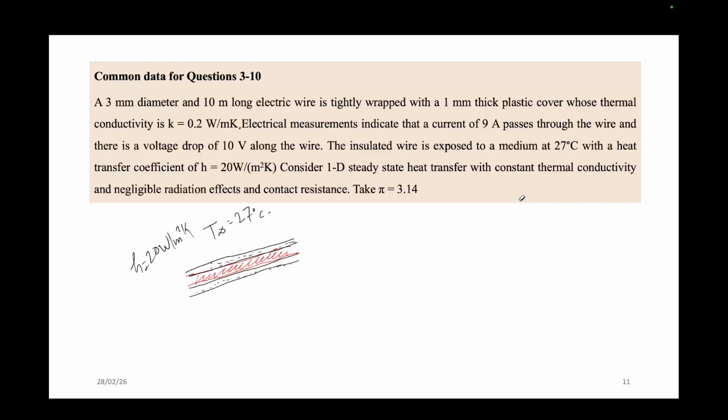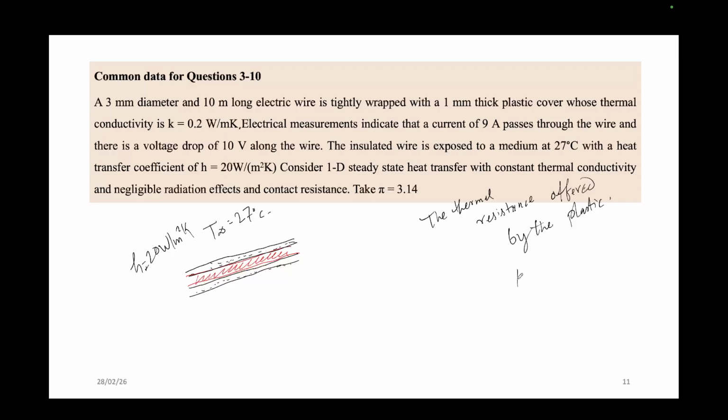Okay. So in this question, what has been asked? The thermal resistance offered by the plastic. So this is the thing they have asked you to find.